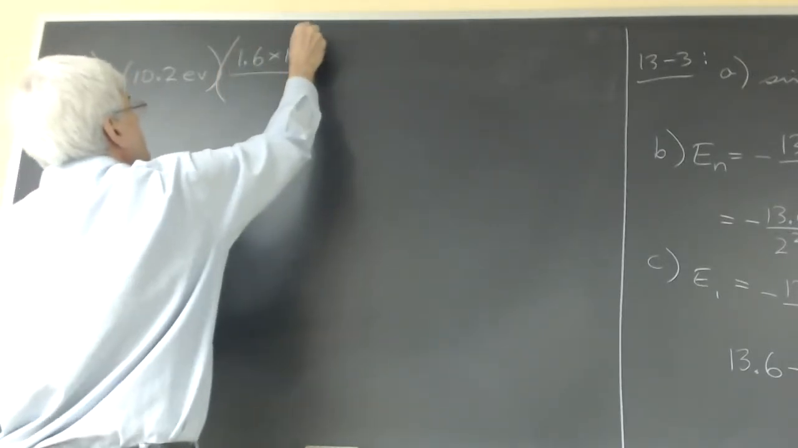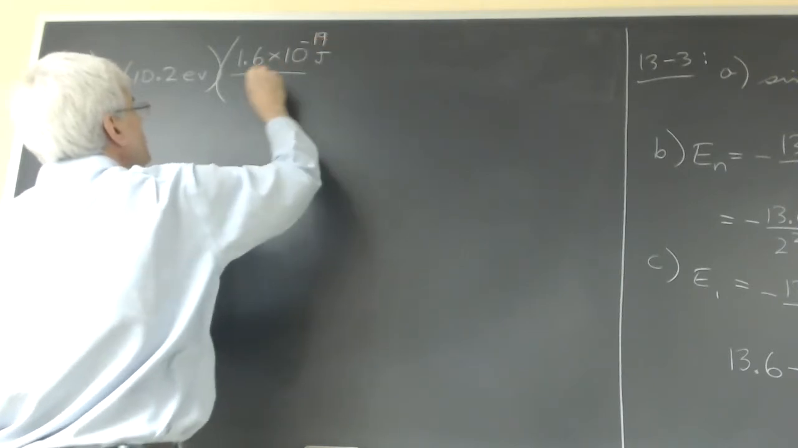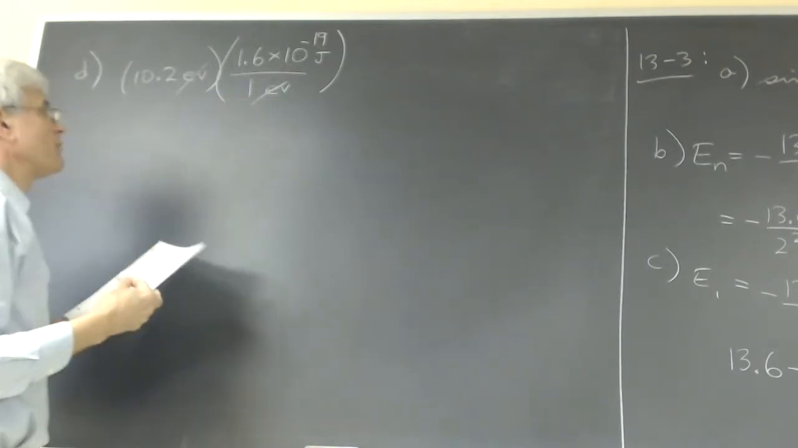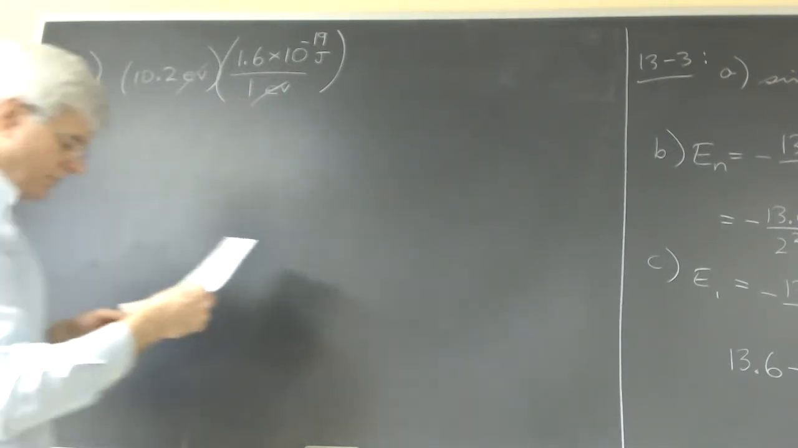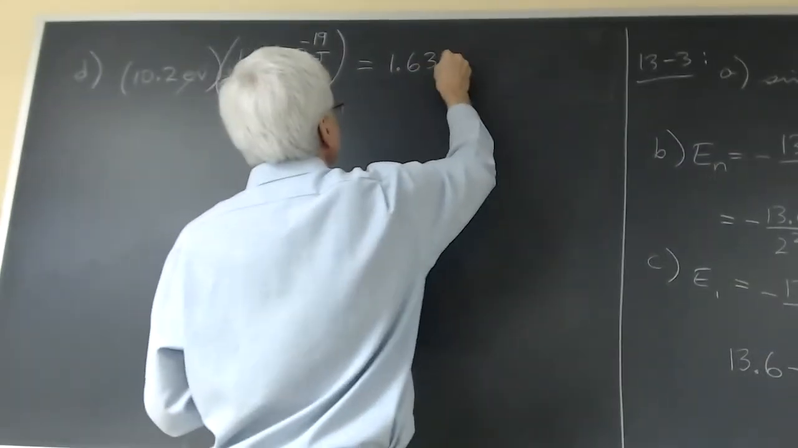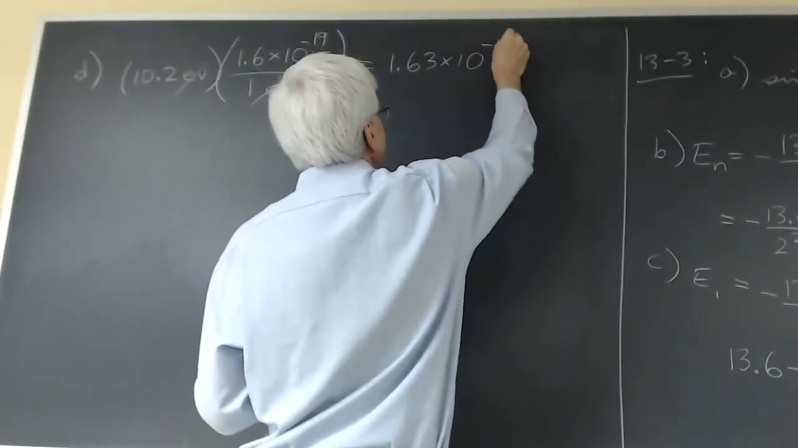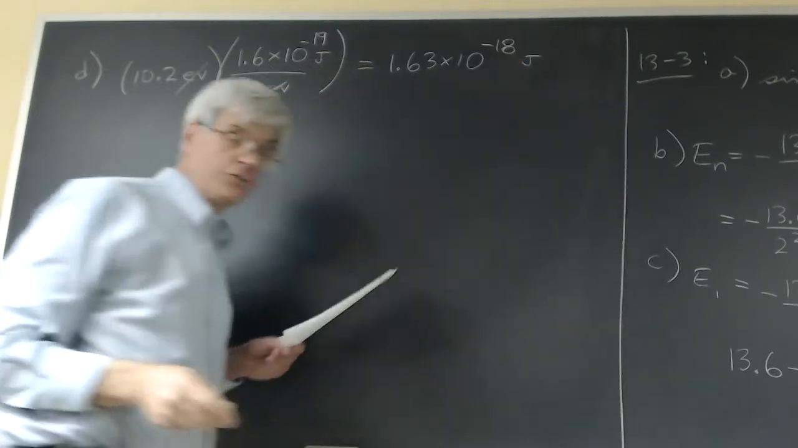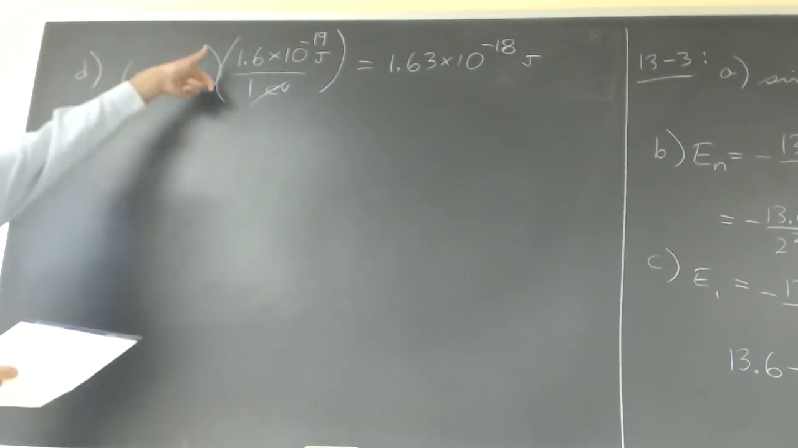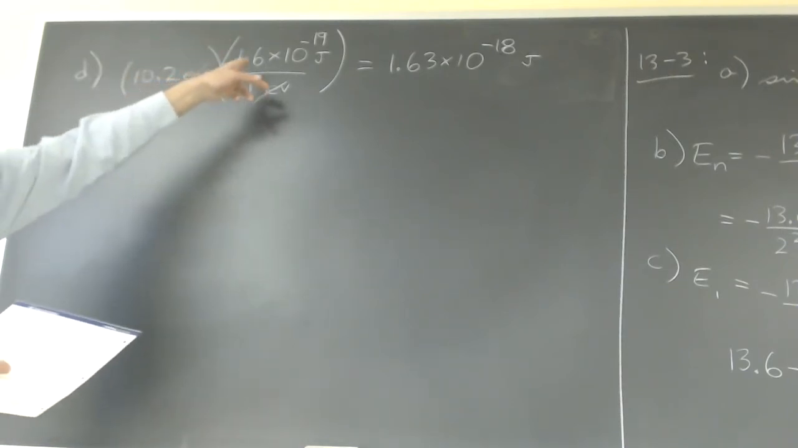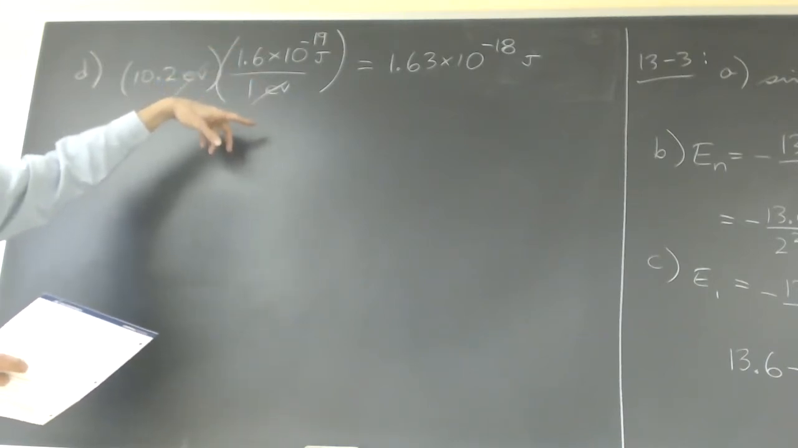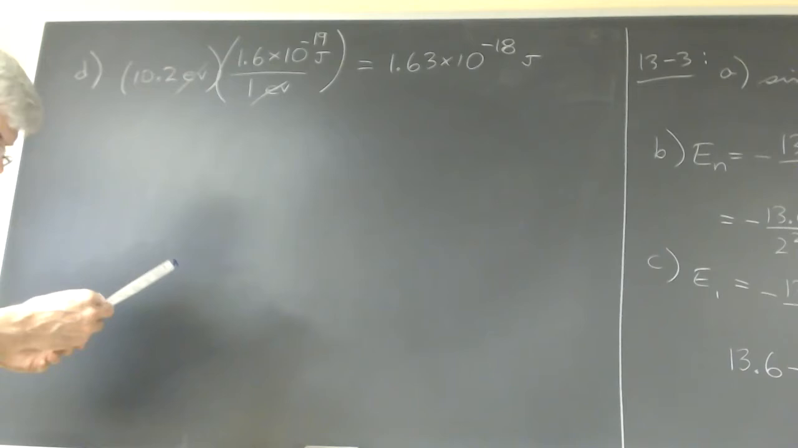1.6 times 10 to the negative 19 joules equals 1 electron volt. EVs over EVs cancels out. And this comes out 1.63 times 10 to the negative 18 of a joule. If you set it up the other way around, so it was 1 over 1.6 times 10 to the negative 19, then you'd come out with square electron volts per joule, which does not sound like something you really want.